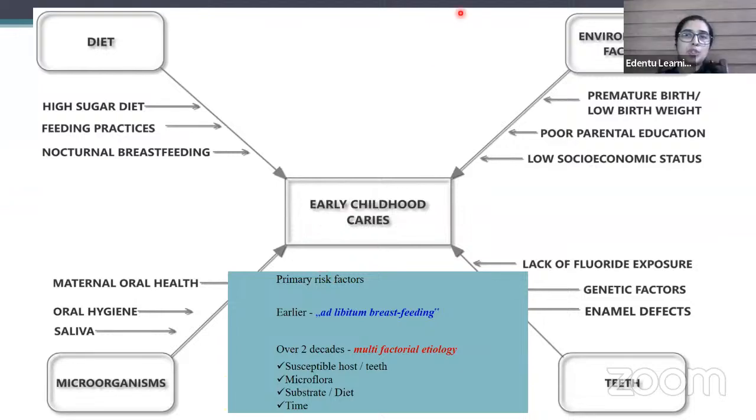I guess someone's audio is on. Could you please mute it so that it won't be disturbing for the other students as well? Just mute your audios, okay?